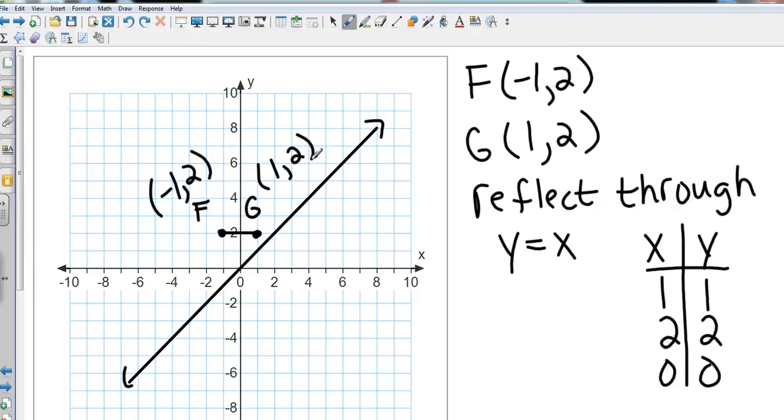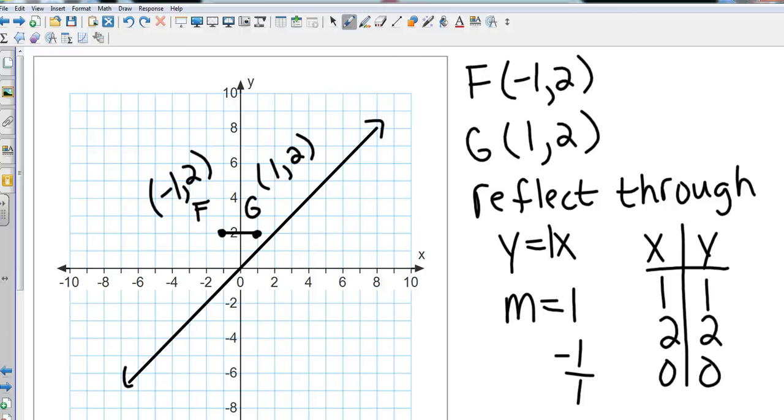I also need to know the slope of y equals x. So the slope is the number in front of the x, remember? So our slope is 1. So from each one of those points, I need to go at a negative reciprocal slope. So the negative reciprocal slope is going to be negative 1 over 1. And so I go to point F, and I go down 1 to the right 1, and then down 1 and to the right 1 again.